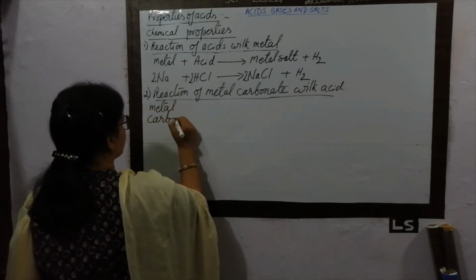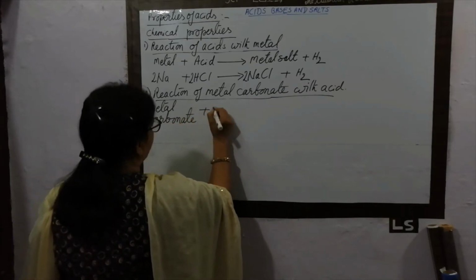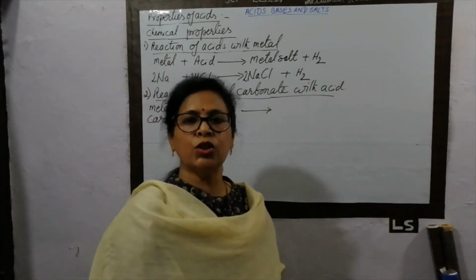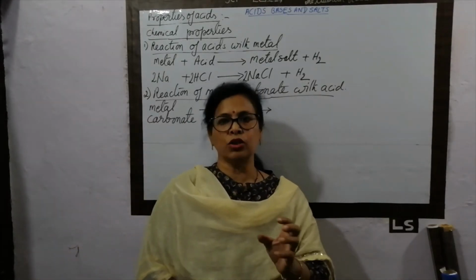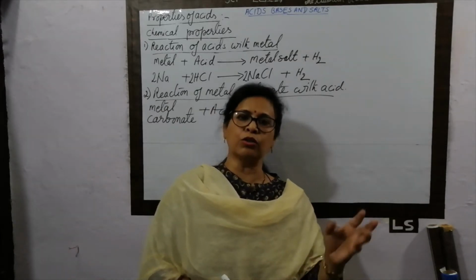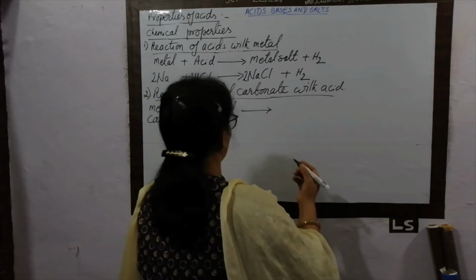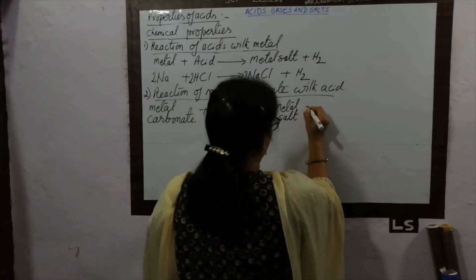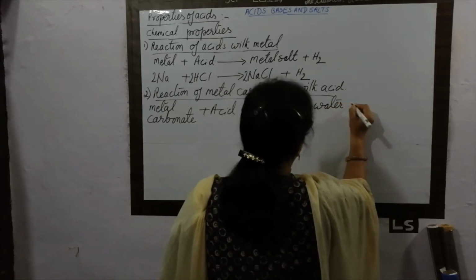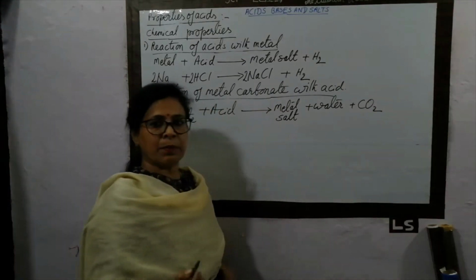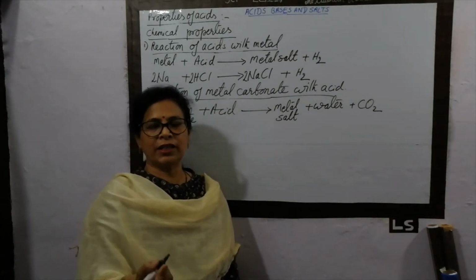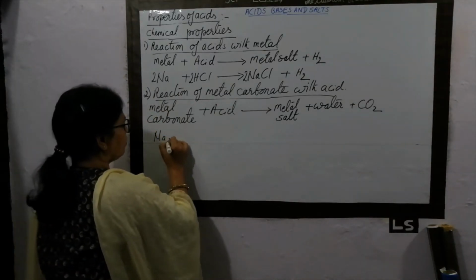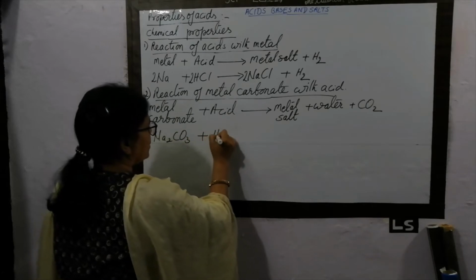Metal carbonate reacts with an acid. And what happens when these two react together? Again the metal salt is formed. But not only the metal salt, it also forms water and carbon dioxide. So what we get: metal salt plus water plus carbon dioxide. So the substances we get after this reaction are three: the metal salt, carbon dioxide and water. Take the example of a metal carbonate, sodium carbonate, Na2CO3 combines with HCl.